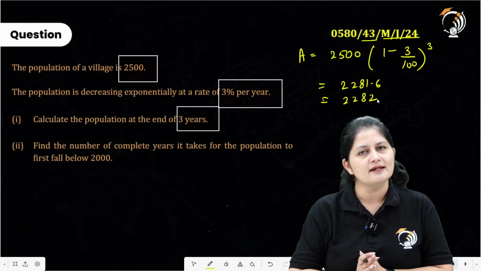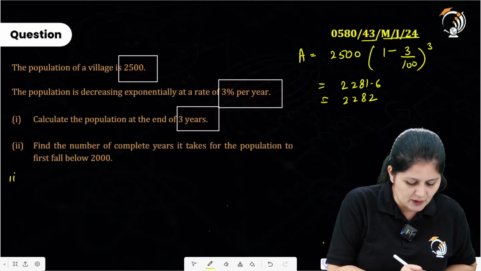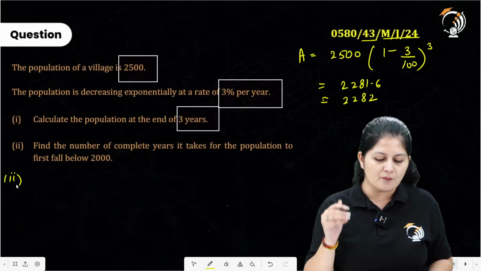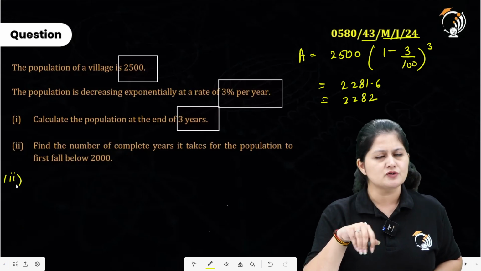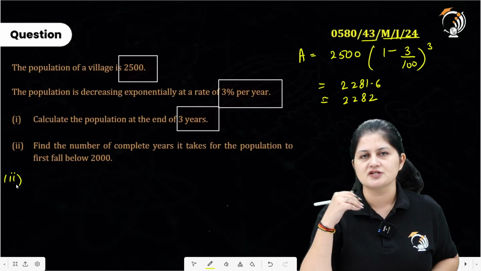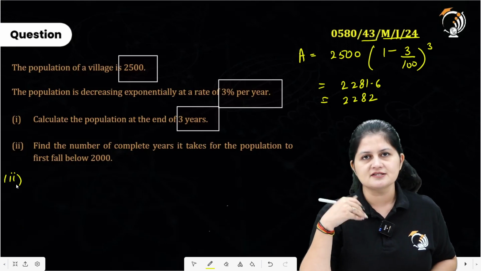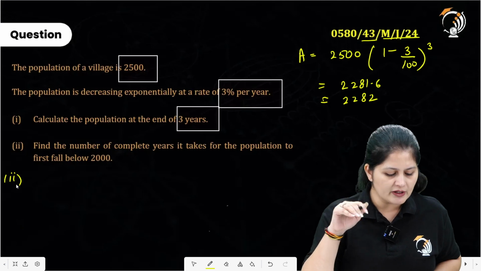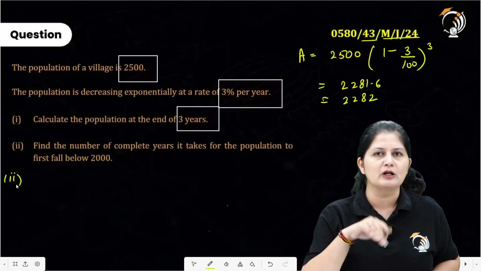All the answers are accepted in this. Okay, now moving to the second subpart of the question, which says find the number of complete years it takes for the population to first fall below 2000. Clearly we know that the population is decreasing at the rate of 3% per year. So after a certain number of years, it is going to come down to 2000. So now we need to find out when it is going to first fall just below 2000.